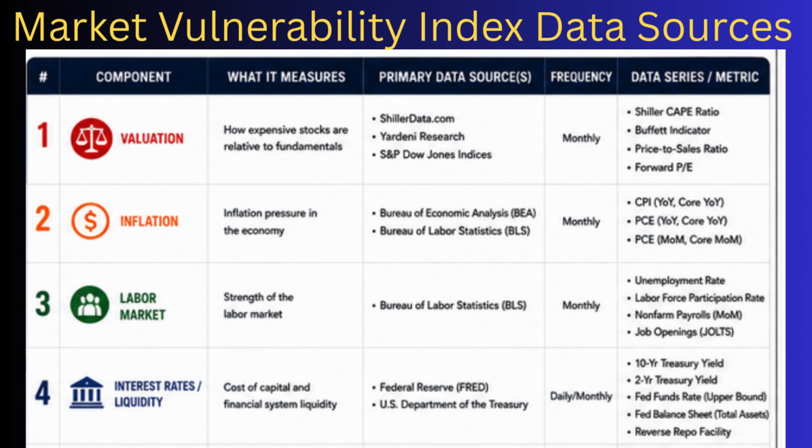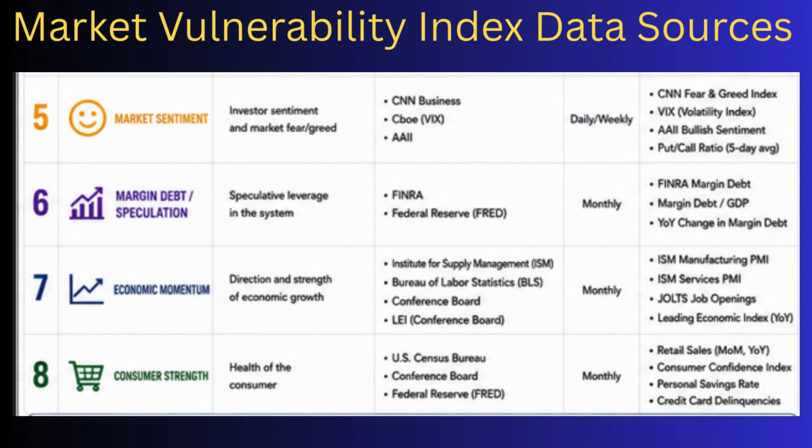So let's just walk through each one real fast. Number 1, valuation, that's heavily weighted. That's like how expensive things are. We're looking at the Shiller CAPE ratio. We're looking at the Buffett indicator. Inflation is huge. We look at CPI, PCE, labor market, interest rates, liquidity. These top 4 are really the big drivers for our index. As we go down the list, the influence on the index is a little bit lower, but still important. We look at market sentiment, margin debt speculation, economic momentum, and consumer strength. And then we crunch that all together and we produce a score.